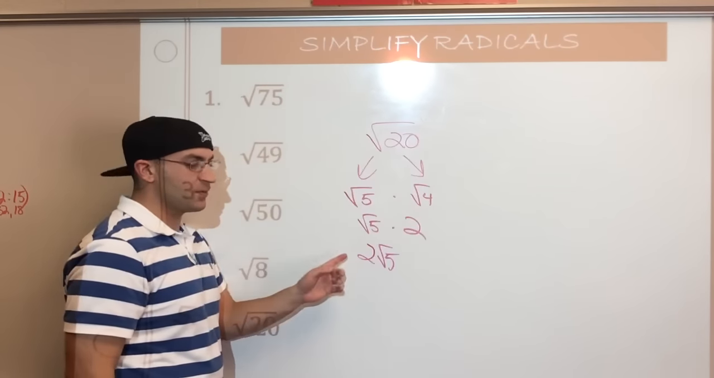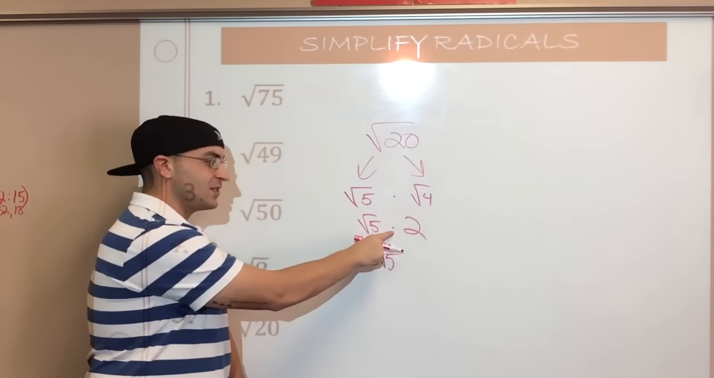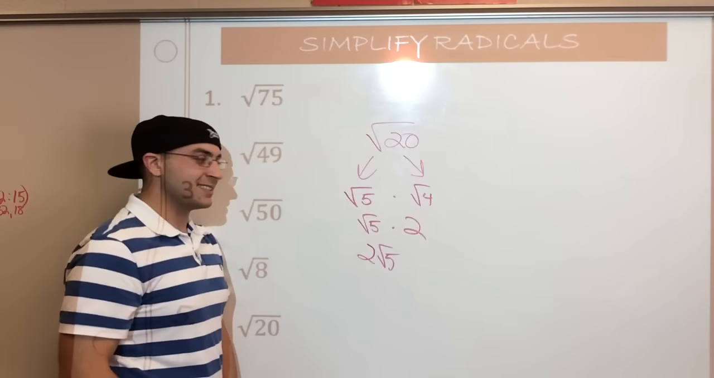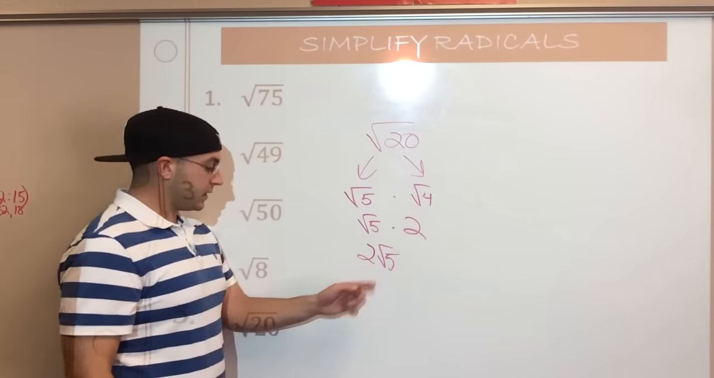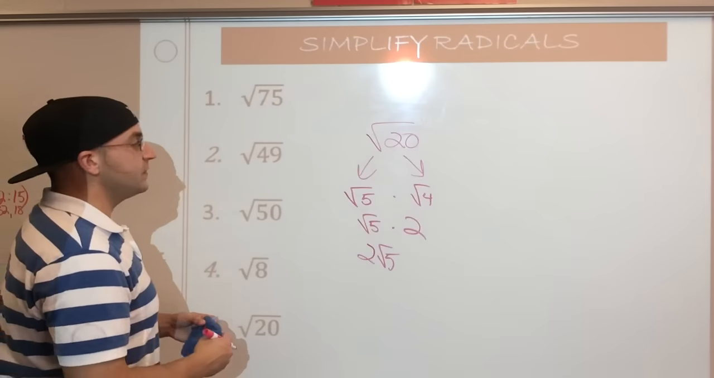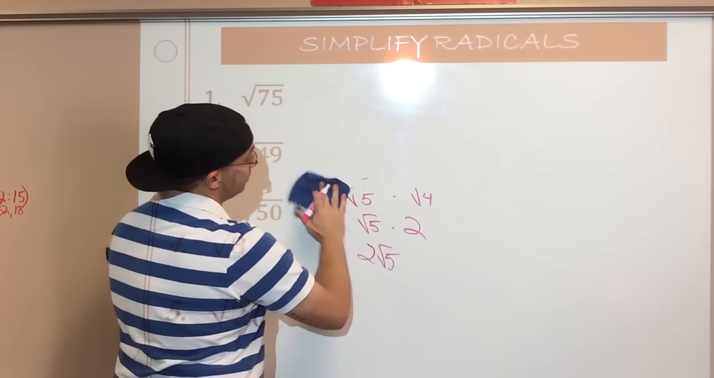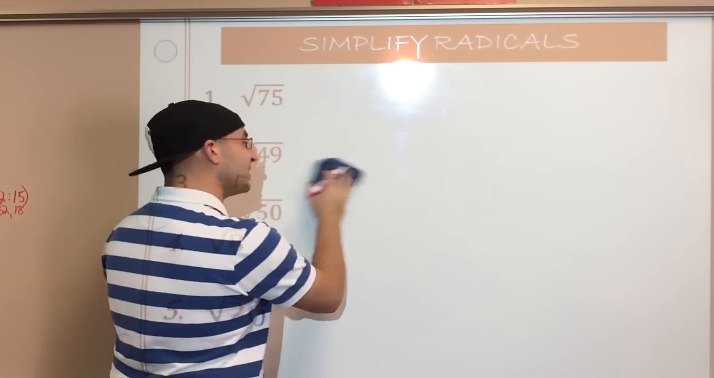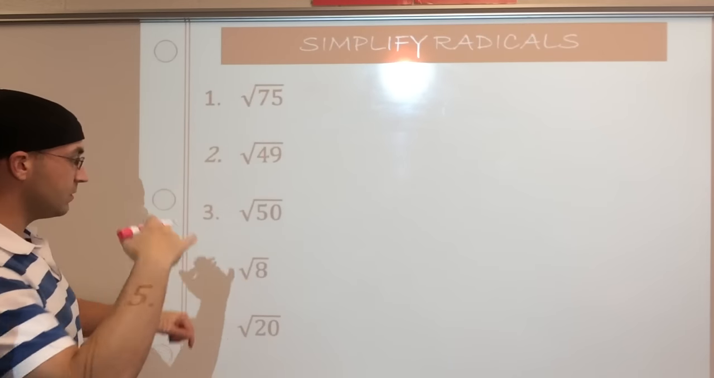Hey, if you wrote root 5, 2, as long as you had the multiplication sign in there, it's not really wrong, but it's just a little bit weird looking. So you want to go ahead and do that. Now, really quick, what if you couldn't find the perfect square factor? Well, that's fine, because you can still find how to get down to the end of this.